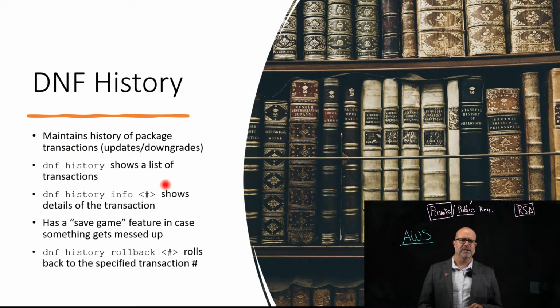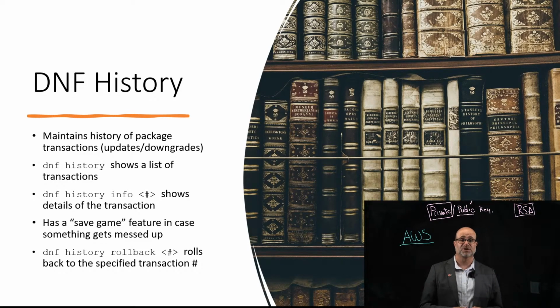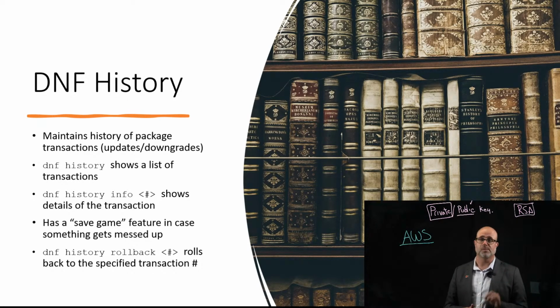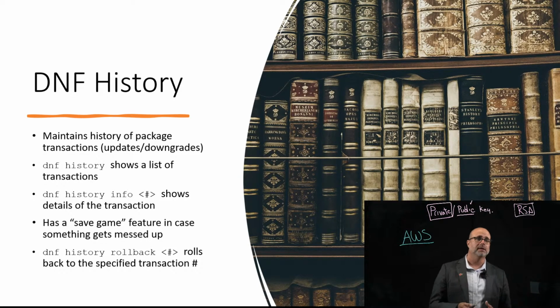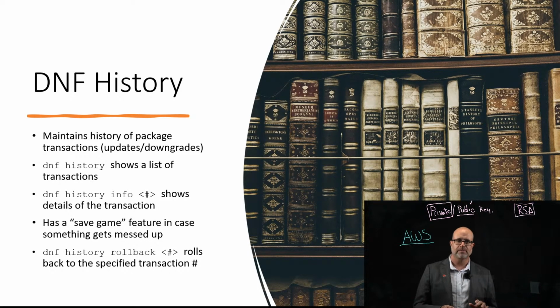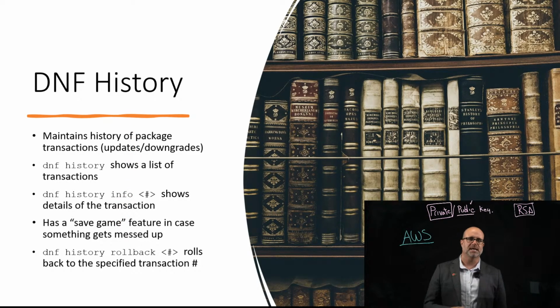So DNF history, if you just type that in on CentOS, if you have CentOS open right now, you can type in DNF space history, and it will show you a transactional list. Now, you might not have anything in there yet. We're going to create some history in a second. So if you don't have anything in there yet, don't worry about it. When you do have a history list, you can type DNF history info and then the number of the transaction that you'll see in the list, and it will give you some details on that transaction. It allows you to drill into that actual transaction and show you what the package manager DNF did. What did it do? Install packages, delete packages, update packages, remove packages.